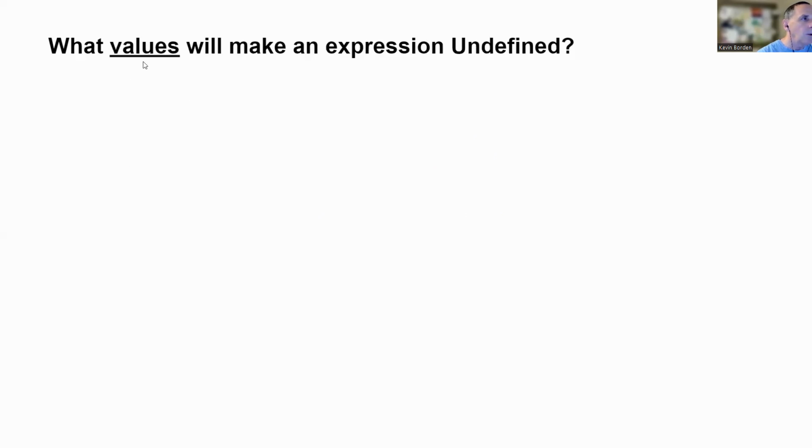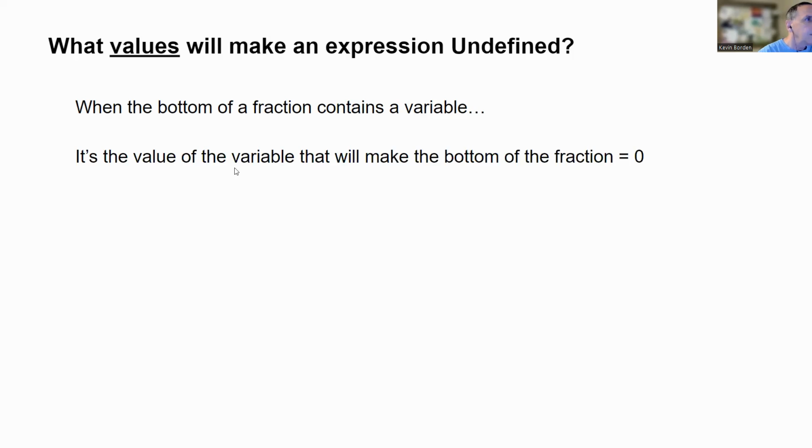So your goal is to find which values will make an expression undefined when the bottom of a fraction contains a variable. The value of the variable that will make the bottom of the fraction equal to 0 is the number that you're looking for. This will make more sense once we get to some examples. I'm going to show you some kinds of expressions where you might be asked this question.